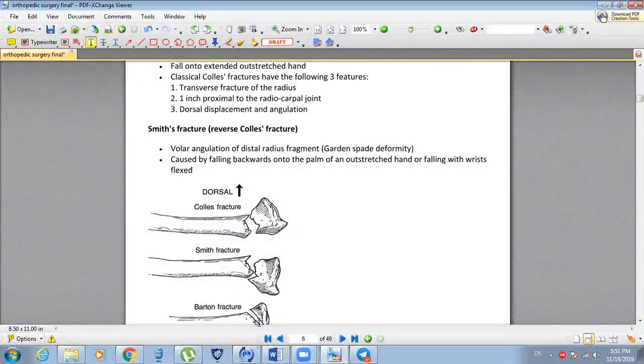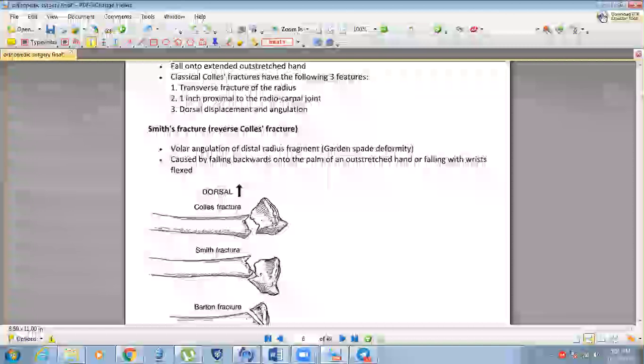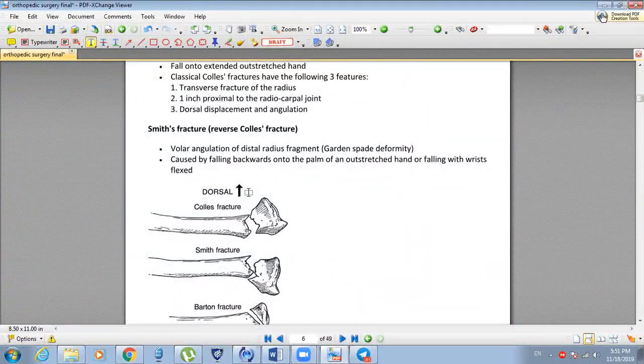We have two divisions of the extra-articular: when the distal part is displaced dorsally, and when the distal part is displaced ventrally. When the distal part is displaced dorsally and there is no involvement of the joint, it's called Cooley's fracture. This is very, very important.